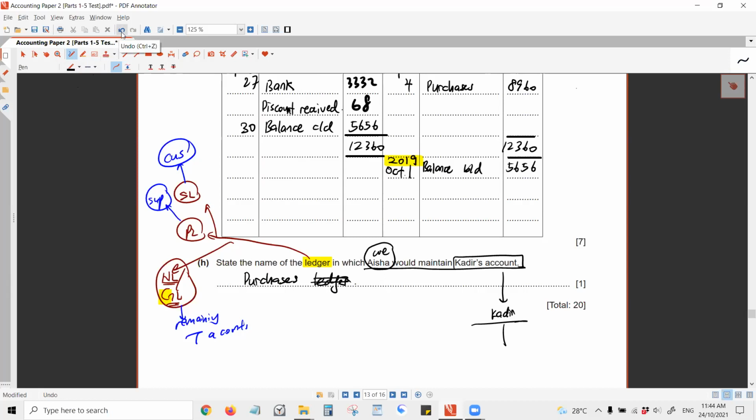That's the name of the section. No synonym, purchases ledger only. Don't write purchases account, it's wrong. You have to write purchases ledger. It's the name of the section. Okay, now we see the next question.